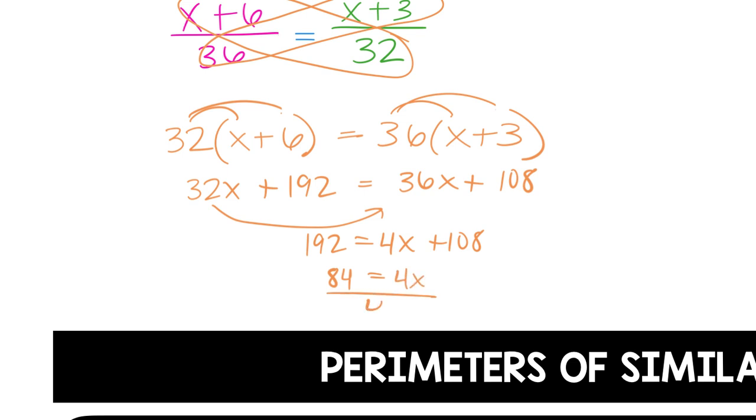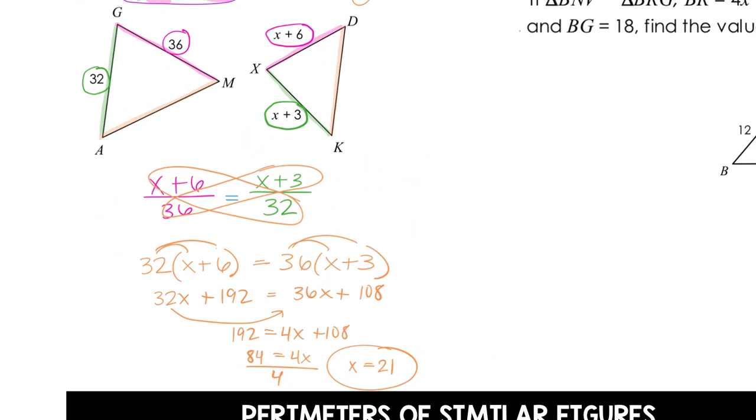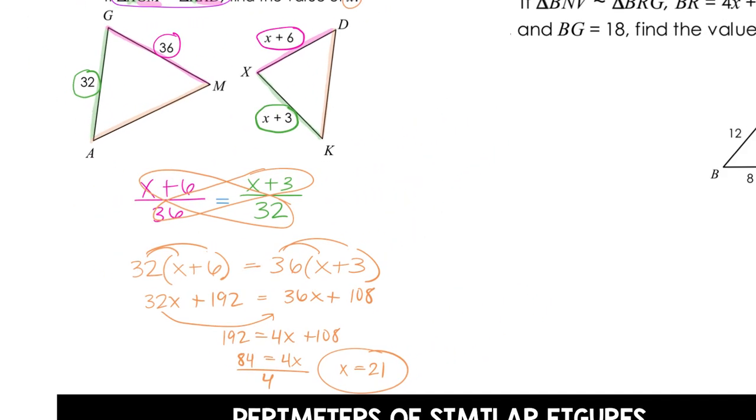And then finally, you could just divide. So x is 21. So that's how it works with a little algebra. You can still set up your proportions. It's just going to be a little bit longer to solve for x.